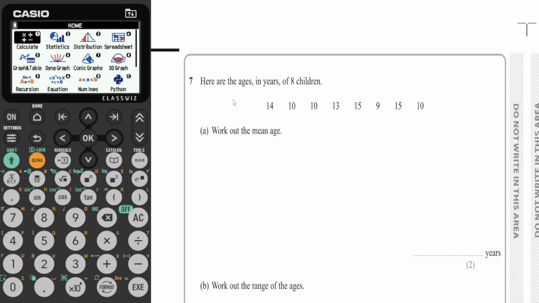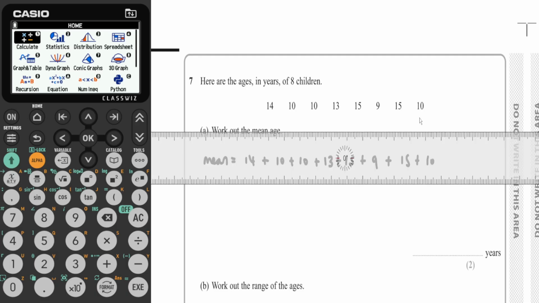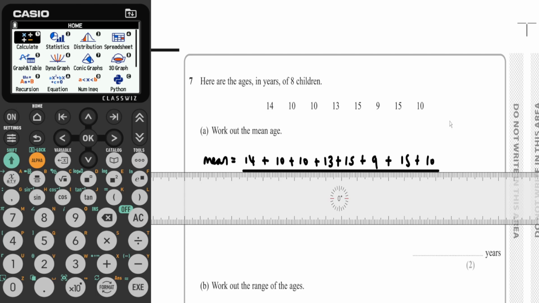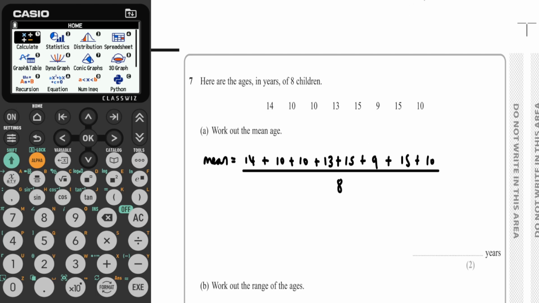Question number 7. Here are the ages in years of 8 children. Part A, we have to work out the mean age. To work out the mean, we have to add up all these numbers and divide by how many numbers there are, which are 8. So the mean is equal to 14 plus 10 plus 10 plus 13 plus 15 plus 9 plus 15 plus 10, and then we divide all of this by 8, and that's because there are 8 children.